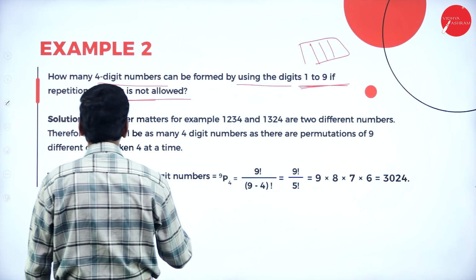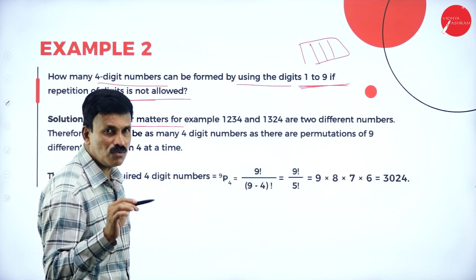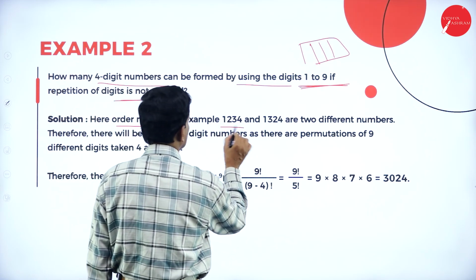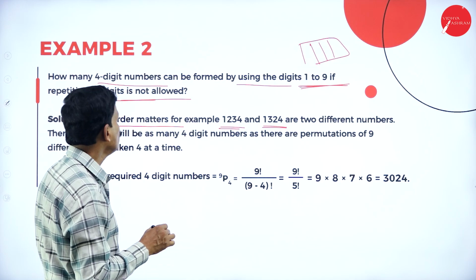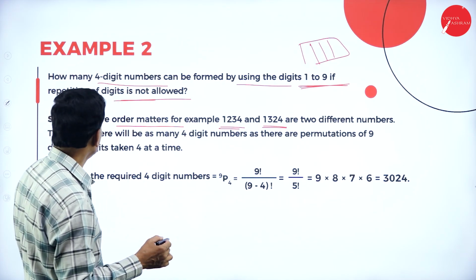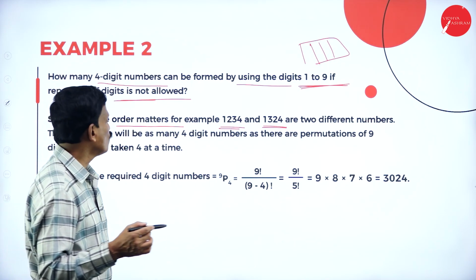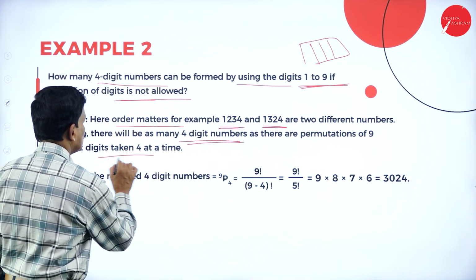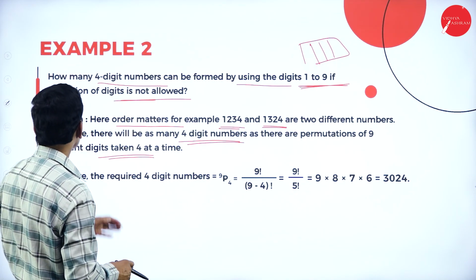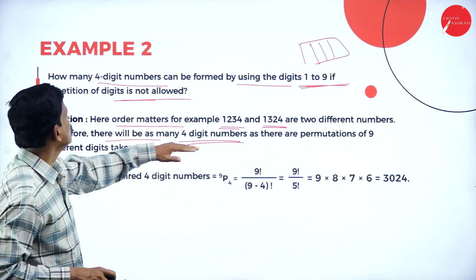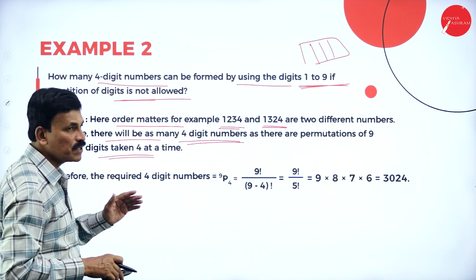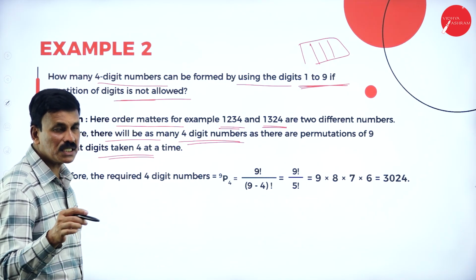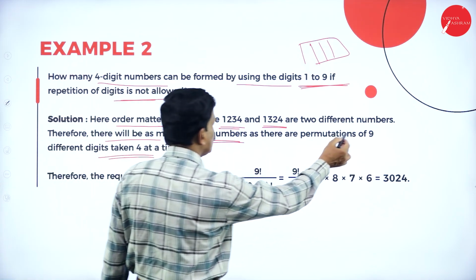Now let us see how many digits are there. Here order matters. For example 1, 2, 3, 4, or we can also write 1, 3, 2, 4, because repetition is not allowed. There should not be any repetition. Numbers of the form 1, 2, 3, 4 or 1, 3, 2, 4 are two different numbers. Here the order of the digits must be of the form 1, 2, 3, 4 or 3, 2, 4, 1 or 1, 3, 2, 4, because the repetition is not allowed. So they are different numbers.